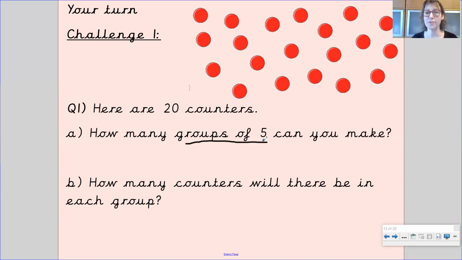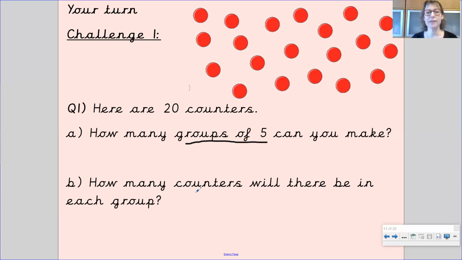Okay, groups of 5. So you're going to get 5 of them and put them in a group, and then another 5 of them and put them in a group, and then another 5 of them and another 5 of them until you've run out of counters, bricks, pencils, whatever you're using. So how many groups can you make?